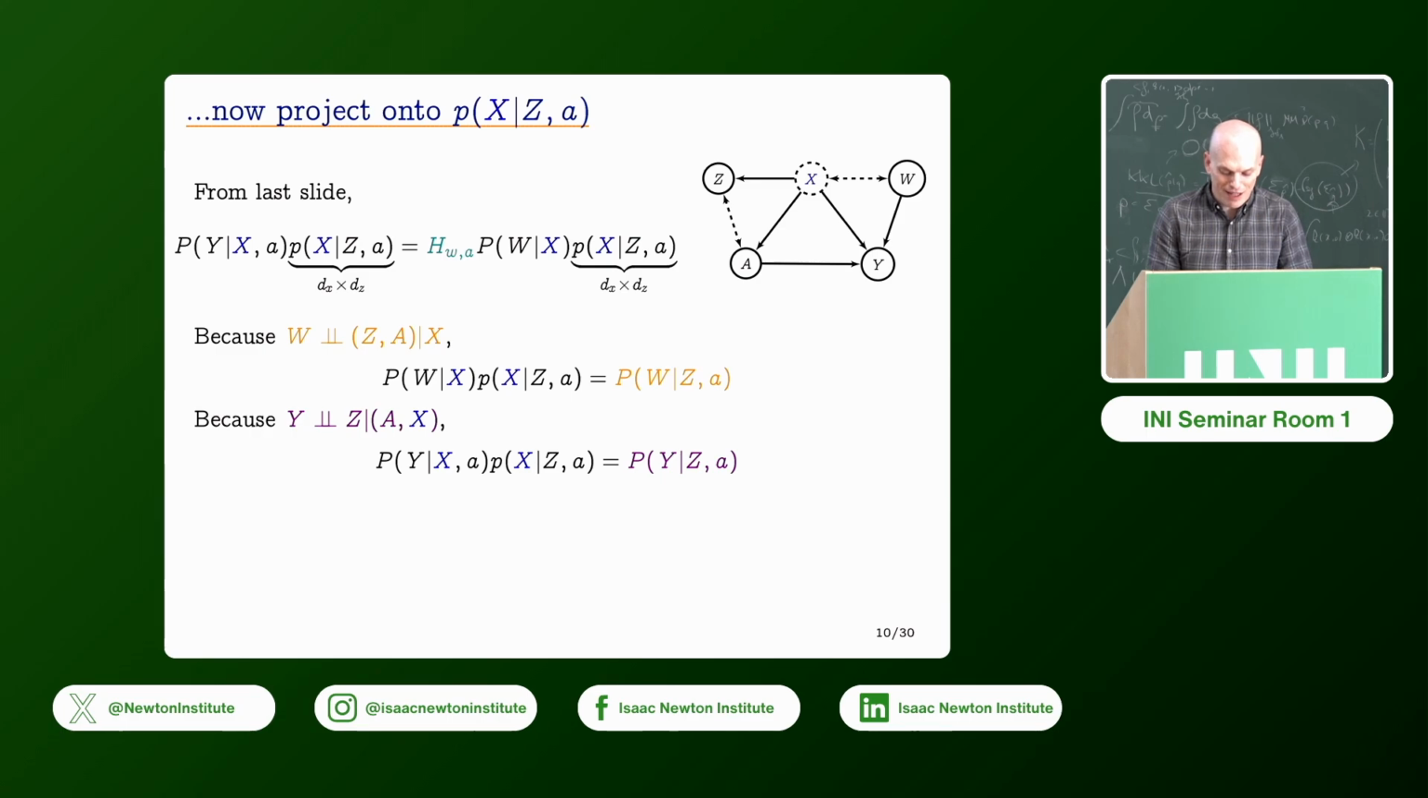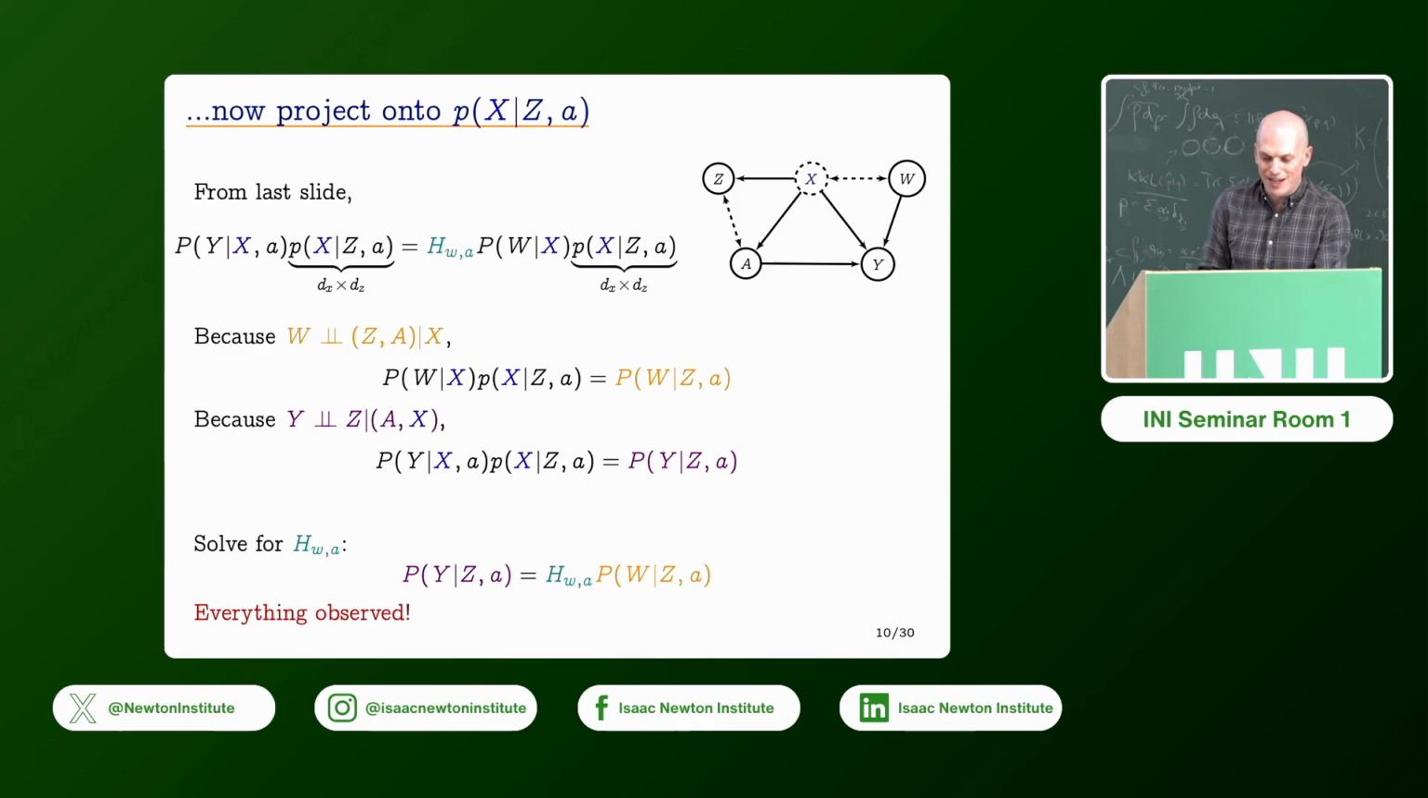All right, what about the other side? Y is independent of Z given A, X. So when I take this matrix product here, I'm marginalizing over x, and I get p(y | z, a), which again is purely in terms of observed data. So now I have a system of equations that I can solve for h. I can solve for h, and then I can get my average causal effect by multiplying h by p(w), and I'm done.